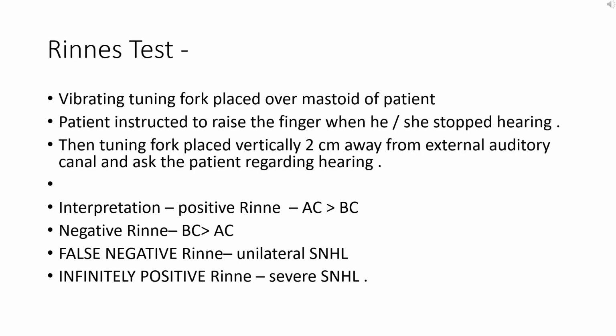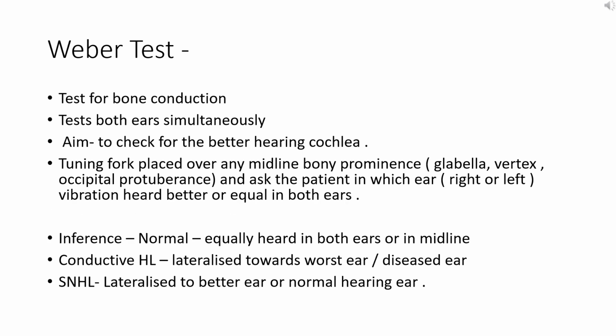Okay, so coming to the interpretation of Rinne's test, a positive Rinne's test will be called if the air conduction is more than bone conduction, and a negative Rinne's test will be called if bone conduction is better than air conduction. Now a false negative Rinne's test will be seen in cases of unilateral sensorineural hearing loss, and a falsely positive Rinne's will be seen in case of severe sensorineural hearing loss.